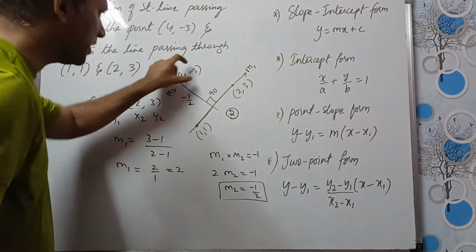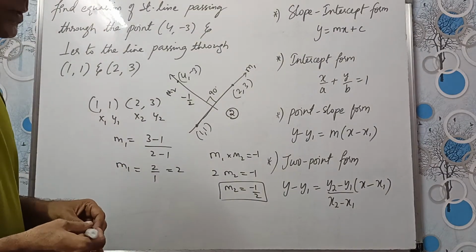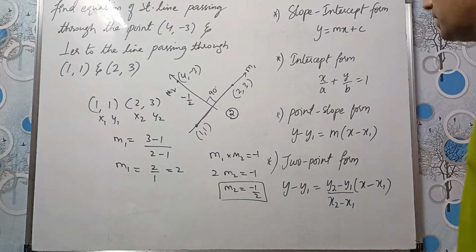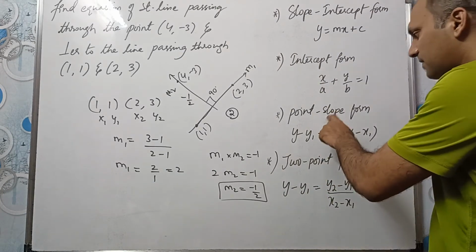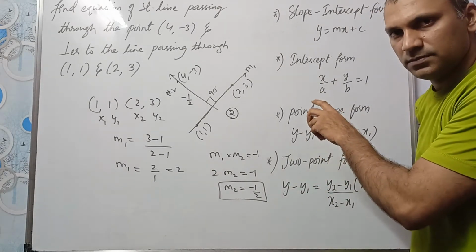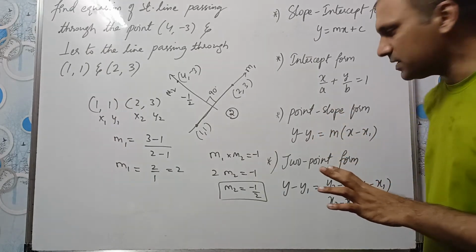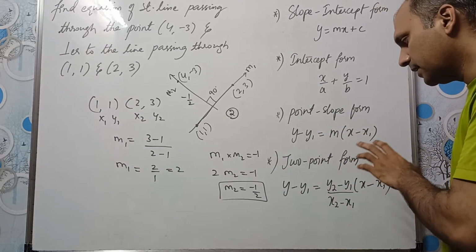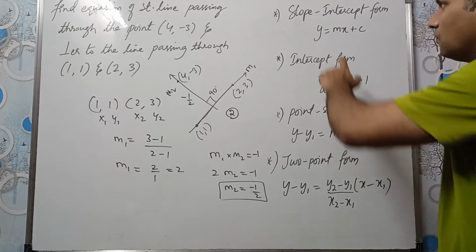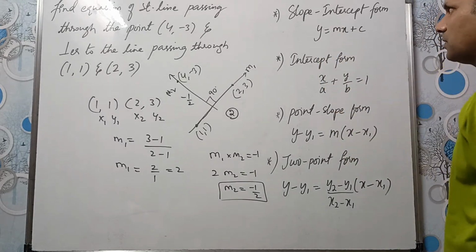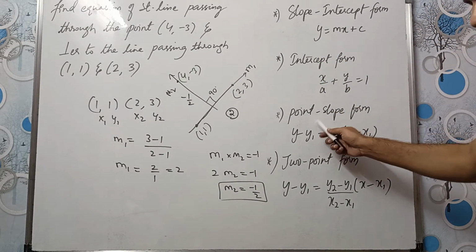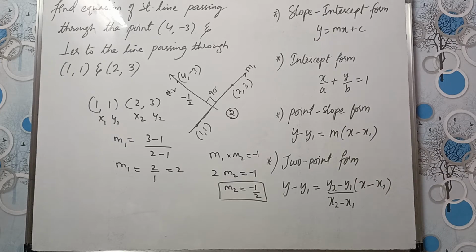Now we have the slope and we have a point. See the forms, all 4 forms. We have slope, we have point. Can we use this: y - y1 is equal to m into (x - x1)? Yes, we can use that. We can also use the slope intercept form. Okay, we'll use this.